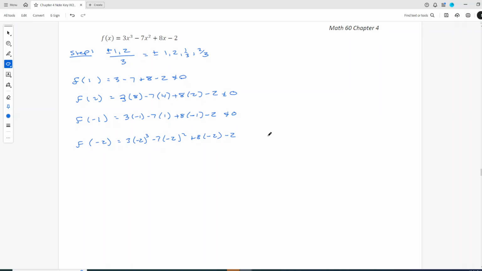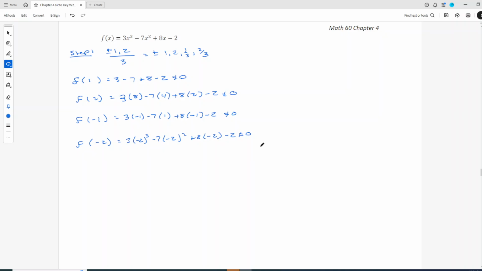Oh, is this going to work? So 3 times -8 minus 7 times 4 minus 16 minus 2. Definitely not. Okay, the negatives definitely don't work, so it's got to be a positive.